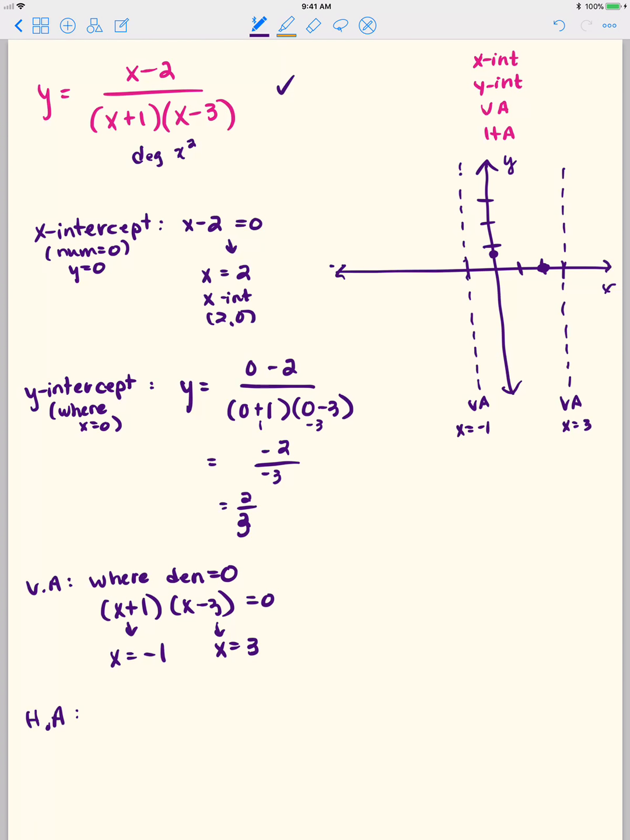Horizontal asymptotes are where we're going to compare the leading term of the top to the bottom. So the top has an x on it. The bottom, if you multiply it out, the highest term will be x squared. So this is a case where the numerator degree is less than the denominator degree. The bottom will grow a whole lot faster, so the function as a whole will end up going to 0. So it has a horizontal asymptote at y equals 0.